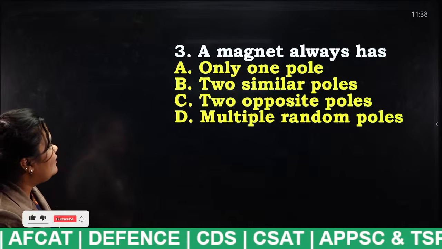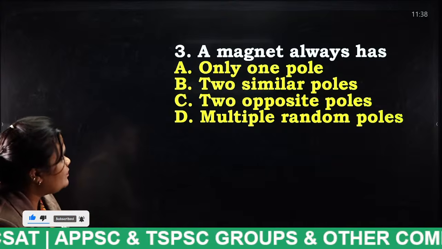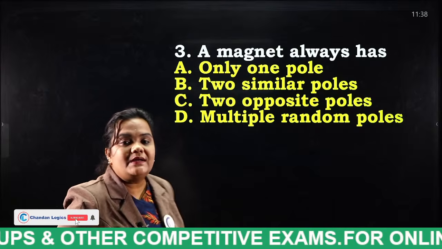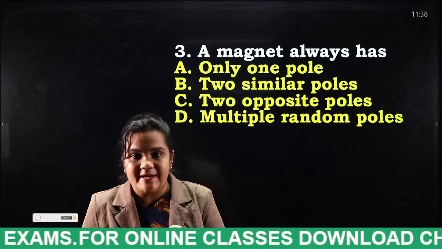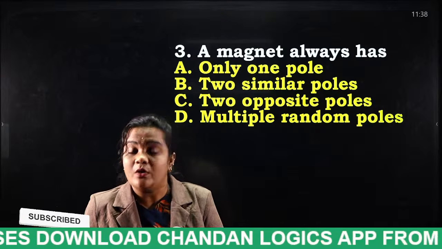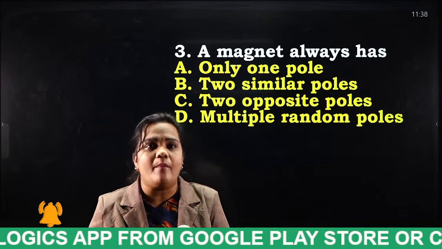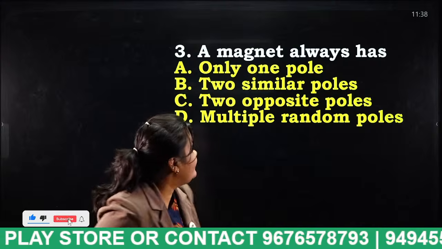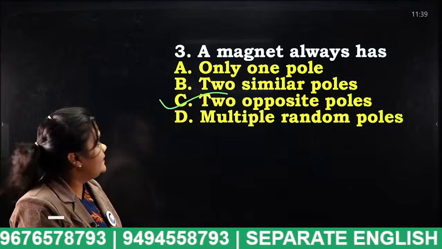A magnet always has: only one pole, two similar poles, two opposite poles, or multiple random poles? A magnet always exhibits dipolarity, polarity. What do we mean by polarity? It will have only one pole, or two similar poles, or two opposite poles. So what is the answer? Very good. It will have two opposite poles, one north and one south.